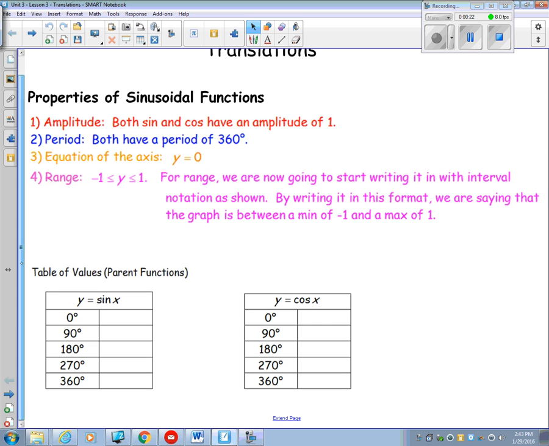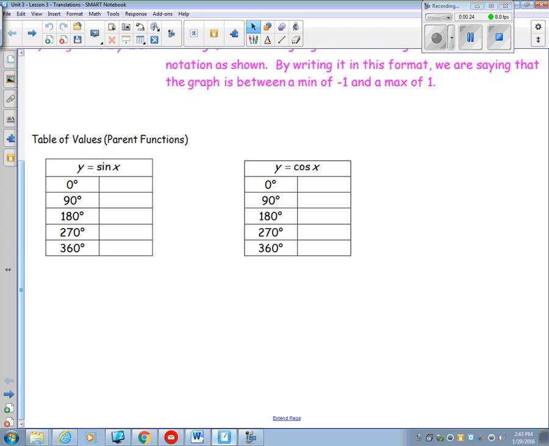Don't forget your tables of values, your parent functions. You should know these ones. A sine table starts at 0, goes up to 1, back to 0, down to -1, back to 0. And a cos starts at 1, 0, -1, 0, 1. And we always start with the 0, 90, 180, 270, 360. That part doesn't change.